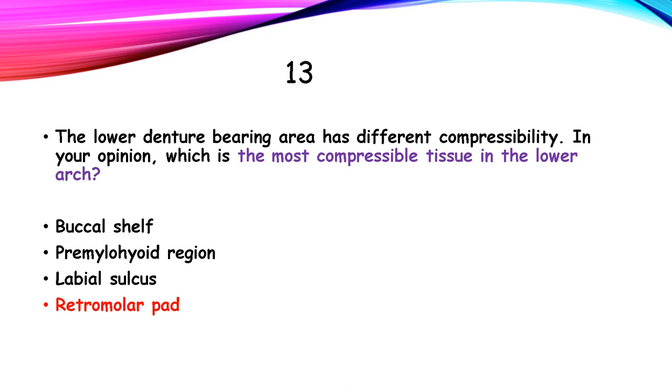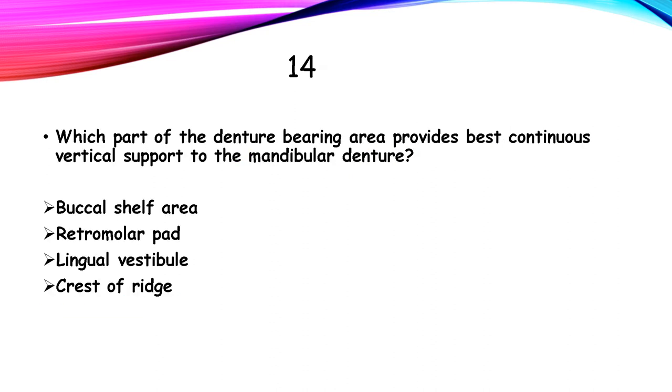So, coming to the correct option, the most compressible tissue in the lower arch is the retromolar pad. Okay. So, coming to the next question, which part of the denture bearing area provides the best continuous vertical support to the mandibular denture? The options are buccal shelf area, retromolar pad, lingual vestibule, and the crest of the ridge.